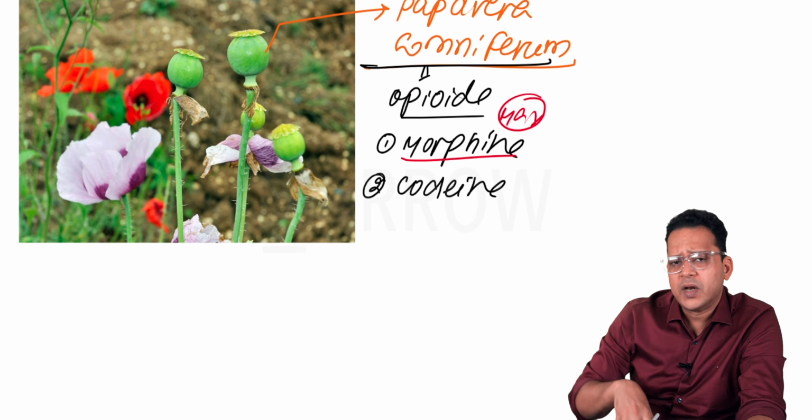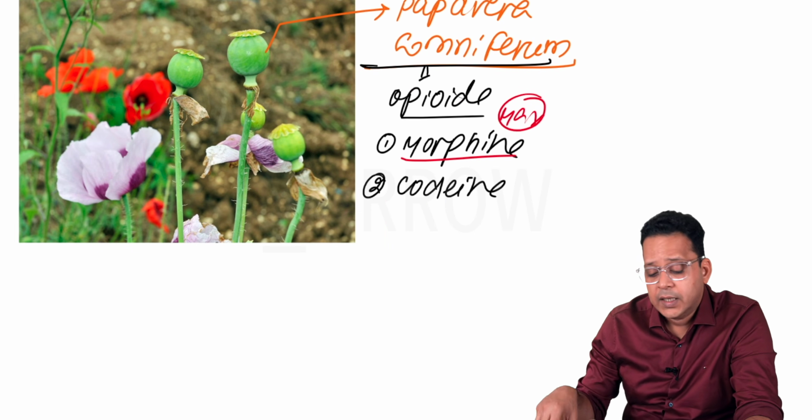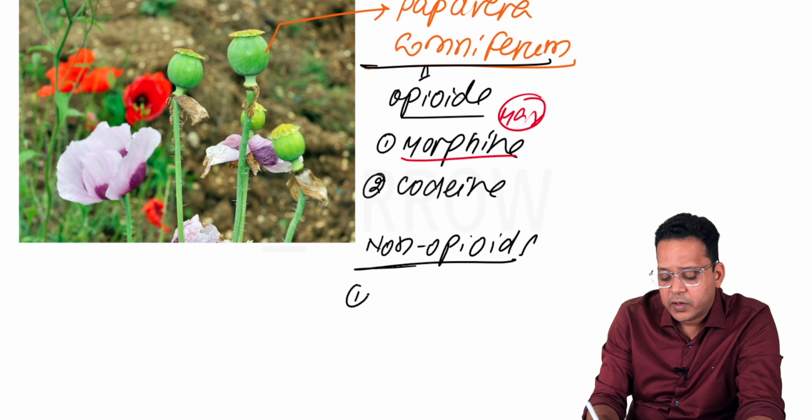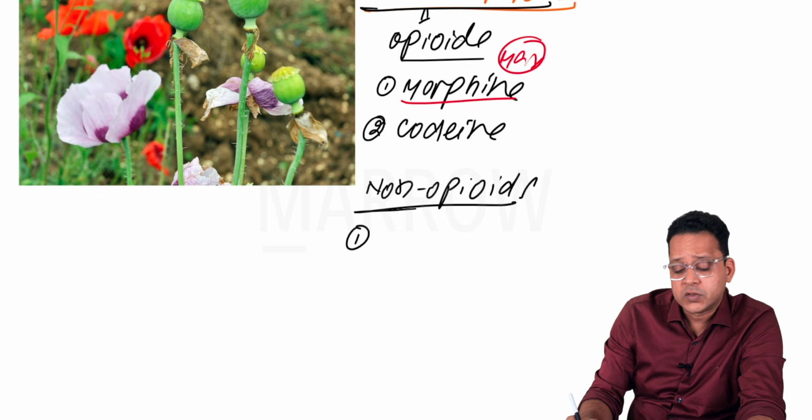So these are opioids, means they'll have sedation, analgesia, euphoria, etc. But we have some non-opioids. So chemicals which are non-opioids means they do not have sedation, analgesia, euphoria, etc.